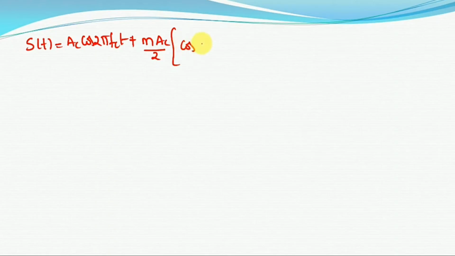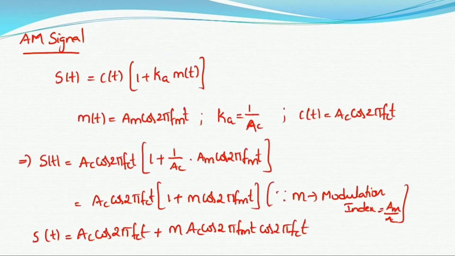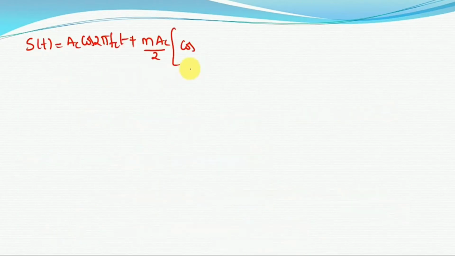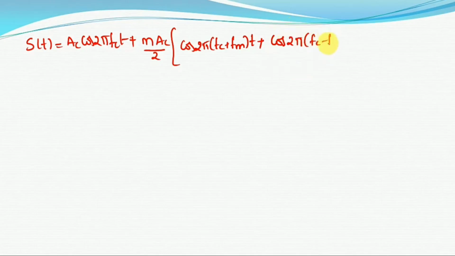So what is the A value? A is 2 pi Fm t and B is 2 pi Fc t. Now simply take 2 pi common. We get cos of 2 pi into Fc plus Fm into t plus cos of 2 pi into A minus B. Here always assume A is the high frequency component and B is the low frequency component. Why? Because practically the frequencies are positive. So its value is 2 pi into Fc minus Fm into t.